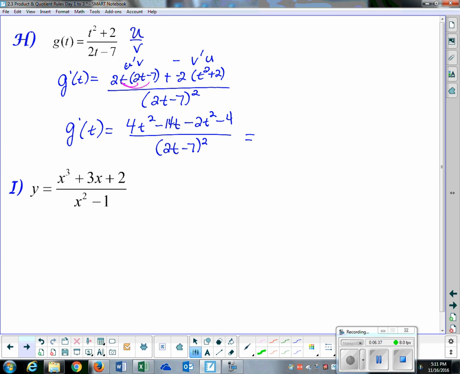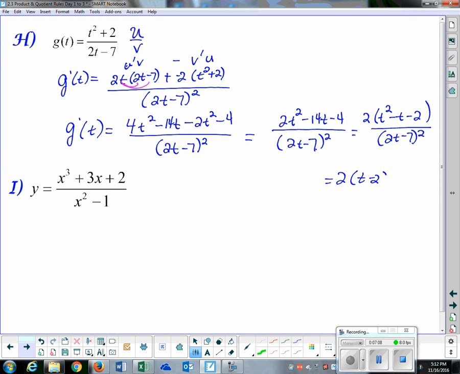Bringing like terms together on the top, I'd have 2t squared minus 14t minus 4 divided by 2t minus 7 quantity squared. Oh boy, on top, they have a 2 in common. Let's pull the 2. So I get 2 times t squared minus t minus 2 over 2t minus 7. I do believe this will be factorable on top, so I'd have 2 times t minus 2, t plus 1 for the factoring, divided by 2t minus 7, quantity squared.